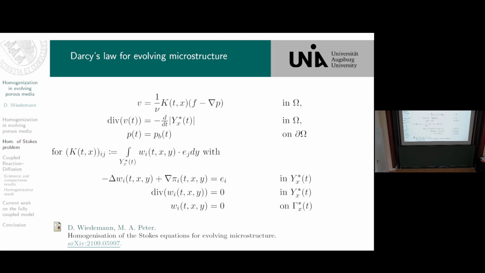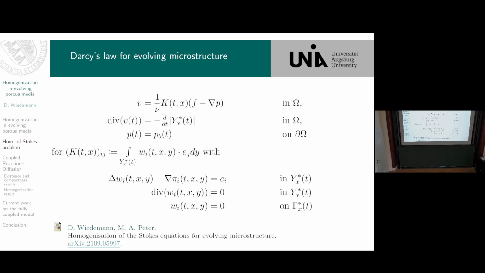And this is done by the cell problems, which are now defined on space and time dependent reference cells. And the new interesting additional term is that we have this inhomogeneous divergence condition. So this effective fluid velocity is not divergence free, but gets this additional divergence, which is the time derivative of the porosity. And if you combine these two equations, this time derivative of the porosity becomes the new source term for the pressure.